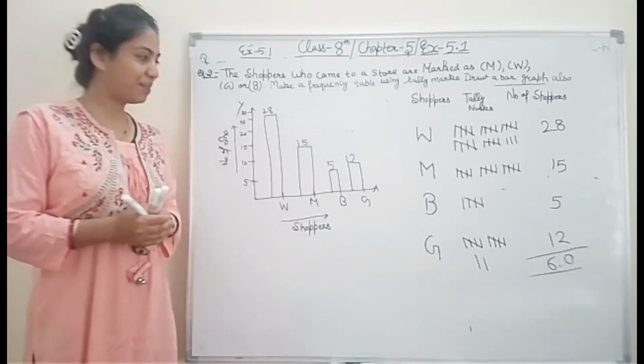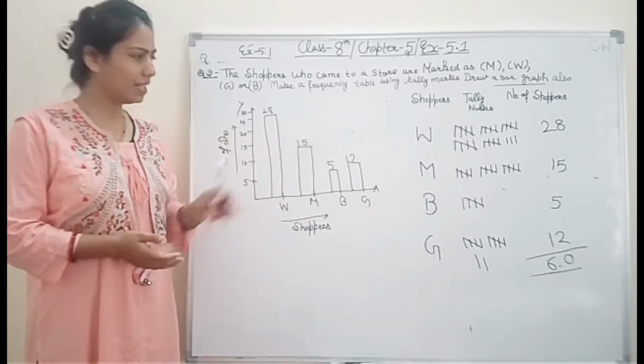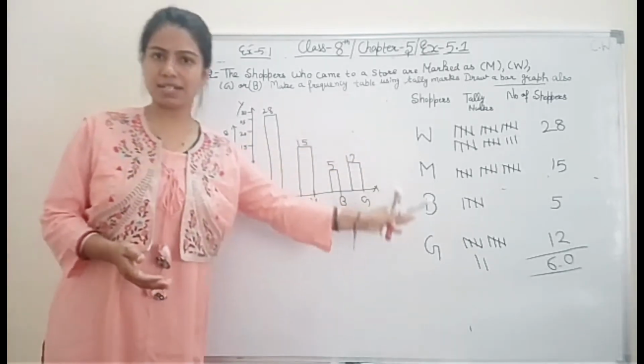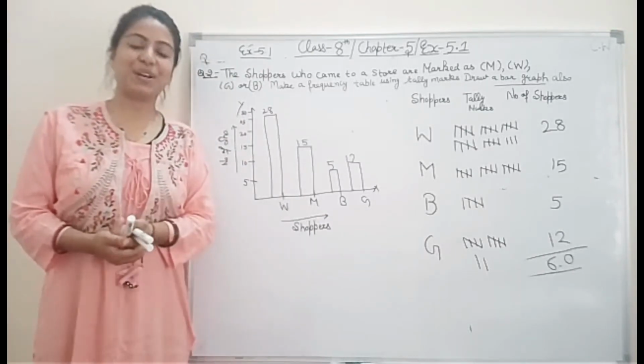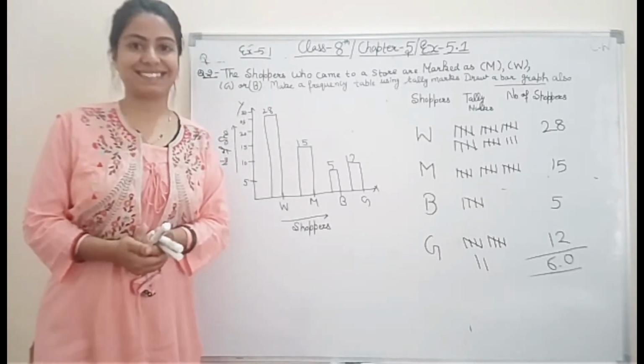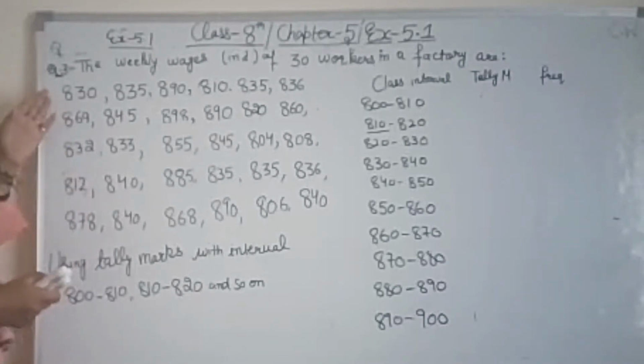नाउ कमिंग टू आवर क्वेश्चन नंबर 3. आई होप यू गॉट दिस क्वेश्चन. वेरी सिंपल. बाय टेली मार्क्स आता है बनाना. बार ग्राफ यू नो हाउ टू मेक. दैट्स इट. सो नाउ कमिंग टू आवर नेक्स्ट क्वेश्चन. नाउ स्टूडेंट कमिंग टू आवर क्वेश्चन नंबर 3.